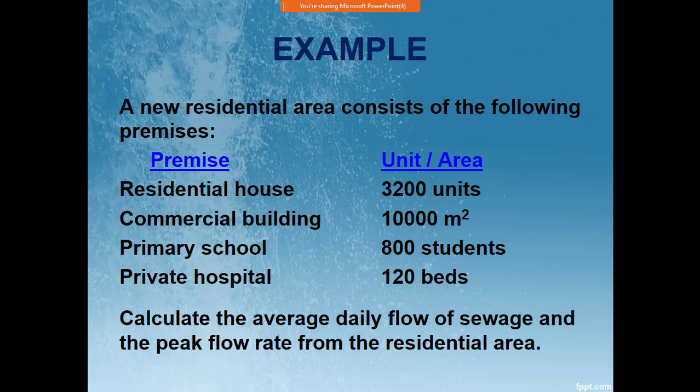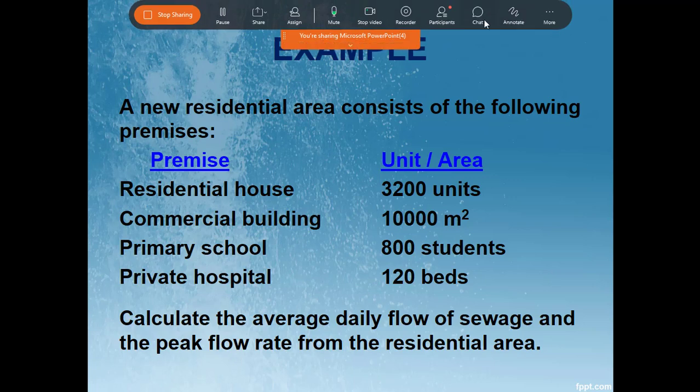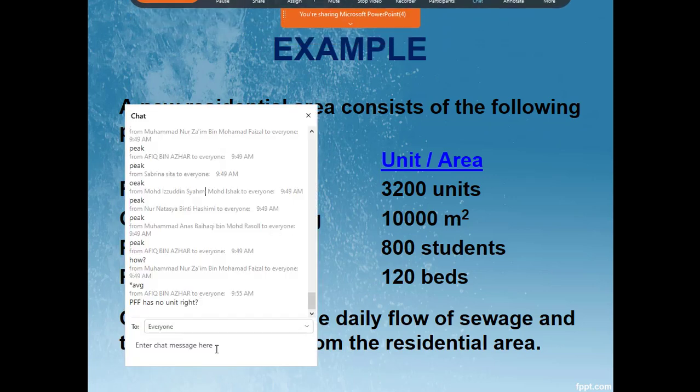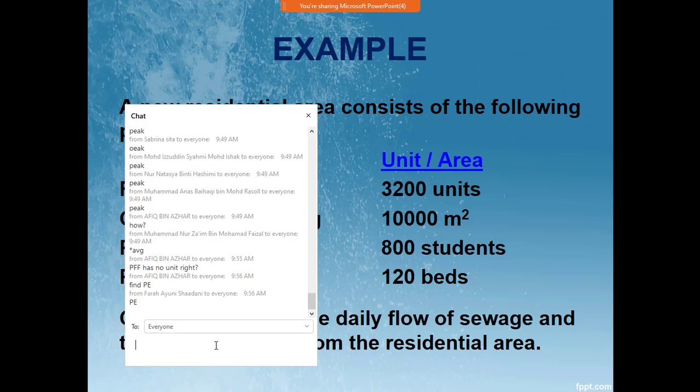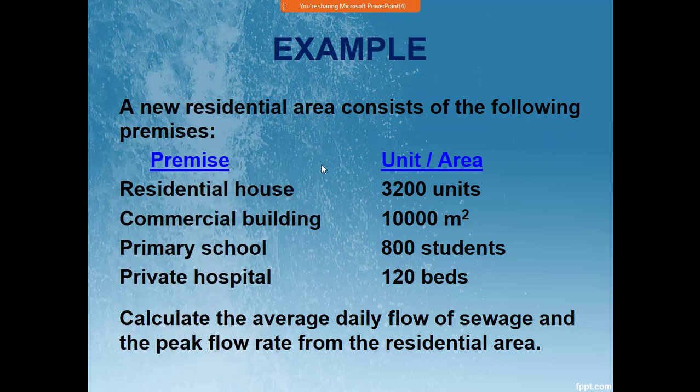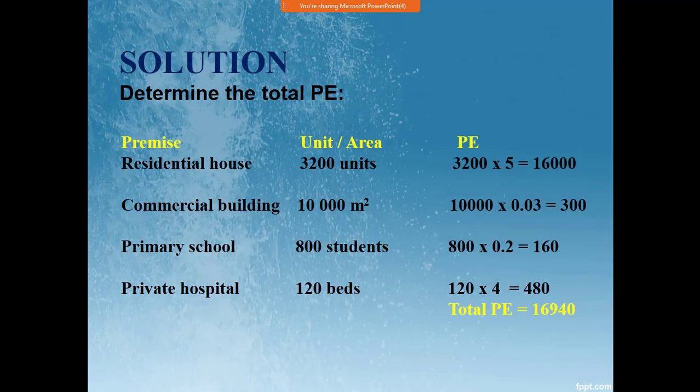Now, if we want to calculate the average daily flow, first of all, we have to know what? PE, right? We have to find the PE, correct? So first we have to find the PE. So how much is the PE for all of these? We calculate the PE for each unit or for each area, then we add them together to get the total. All right. So here it is. Determine the total PE first.